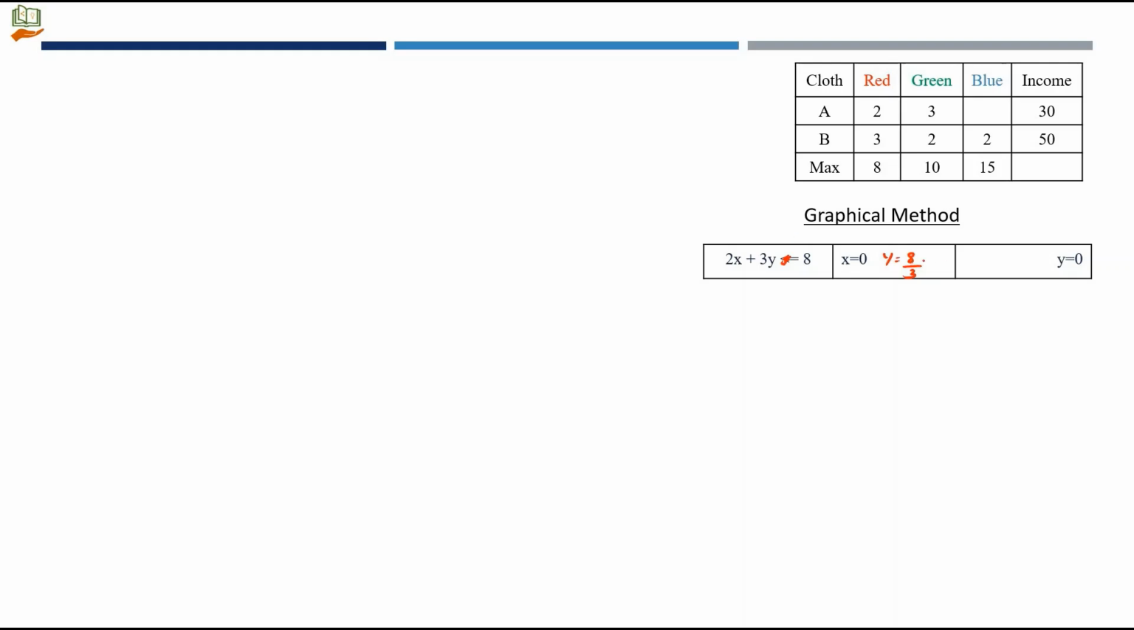What is 8 by 3 actually? It is 2.6667 something. So it keeps on running. Then we have to make y as 0. Now x is equal to 8 divided by 2, which is equal to 4. The next constraint equation will be, again we have to remove the inequality first and then equate. First x is equated to 0. So we will have y is equal to 10 by 2, which is equal to 5. Then we are equating y is equal to 0, x is equal to 10 by 3, which is equal to 3.333.